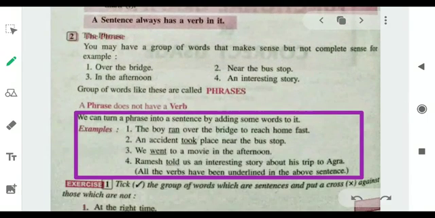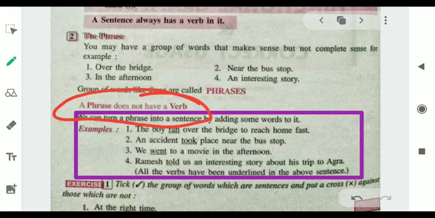Same page number 2 of your books. First chapter. You can see this point over here. I have circled it right now. A phrase does not have a verb. Right now we studied a few minutes back that a sentence always has a verb. But in case of phrase, it does not have a verb. Okay, students? Now let's move to the highlighted box, which is over here.